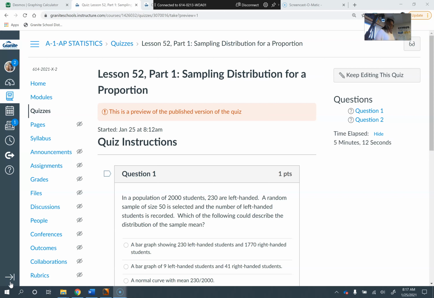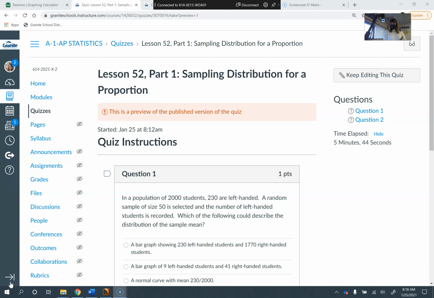We're looking at number 1. So did this example seem extremely similar to the notes example? Hopefully you're thinking yes. Instead of having only 200 students, now we have 2,000 students, of which 230 are left-handed. We're going to take the same size sample, 50. Which of the following could describe the distribution of the sample mean?